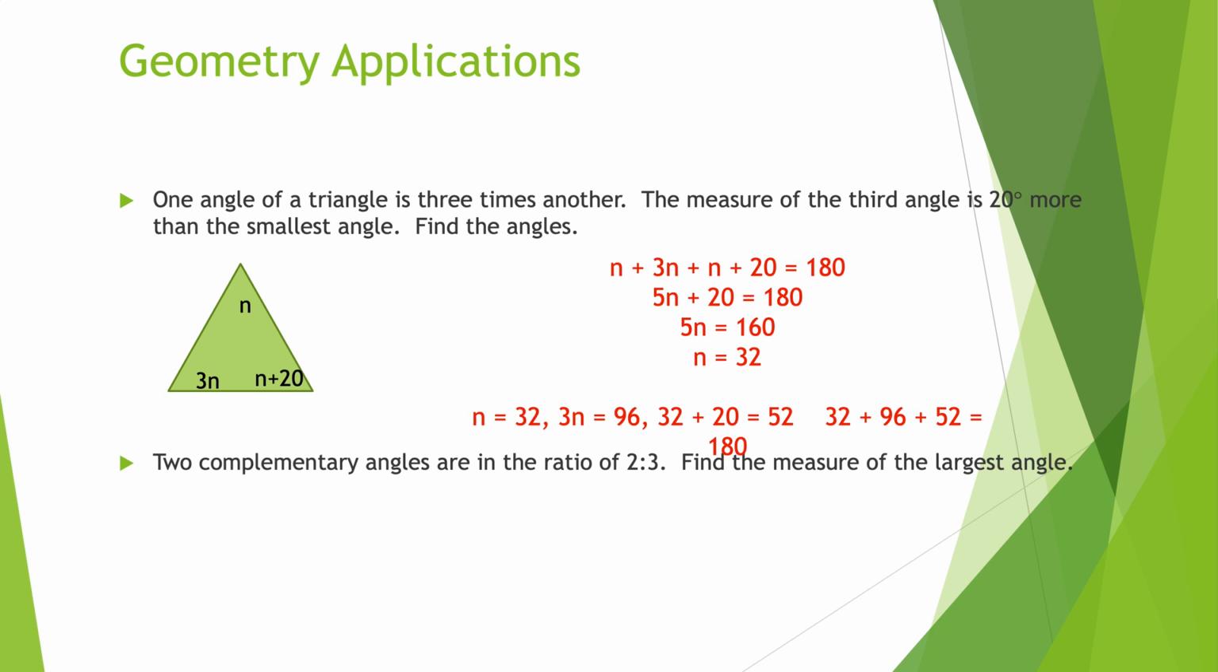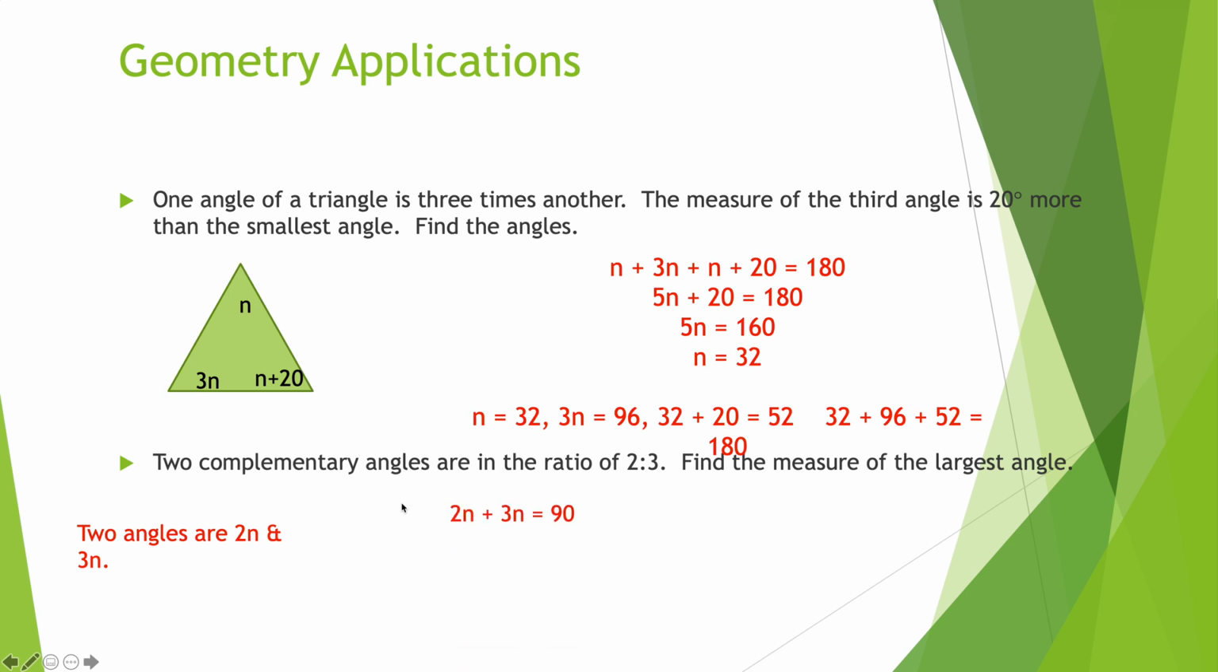Whenever you read ratio, just think x or n. It means they share something in common, okay? You don't know what that common thing is, so we're going to call it n. So what I get is that the two angles are going to be 2n and 3n. So as soon as you see the word ratio, you just think n and change 2 to 3 to 2n, 3n. And complementary means adds up to 90.